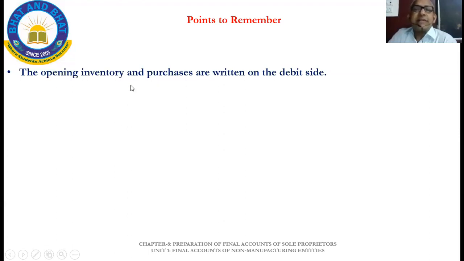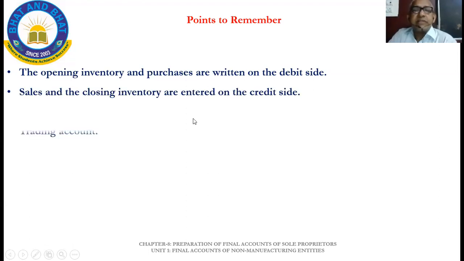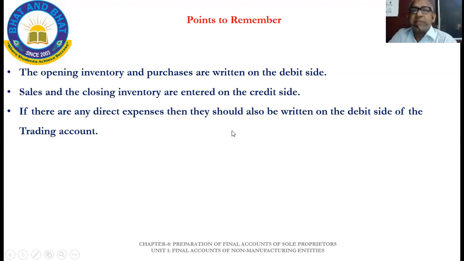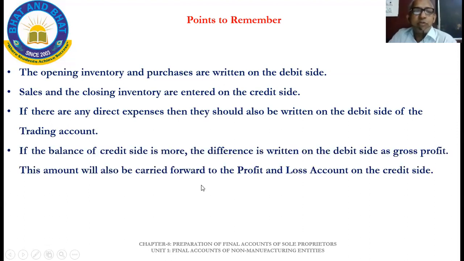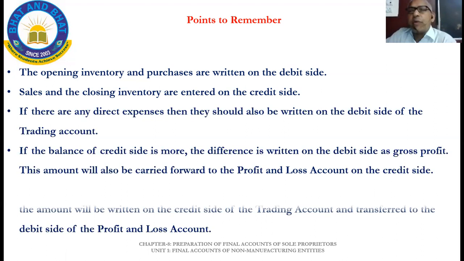This is text explanation. What I have told is here. Opening inventory, purchases are written on the debit side. Sales, closing inventory on the credit side. Any expenses and all will be written on the debit side of the trading account. Then which side total is more, that will be found. The difference will be found. If credit total is more, then it will be gross profit. If debit total is more, then it is gross loss. That will be carried to the P&L account, profit and loss account. Gross profit will appear on the credit side of the P&L account. Gross loss will appear on the debit side of the P&L account.